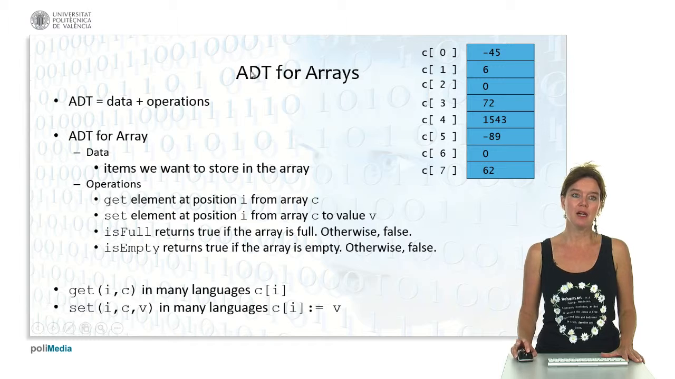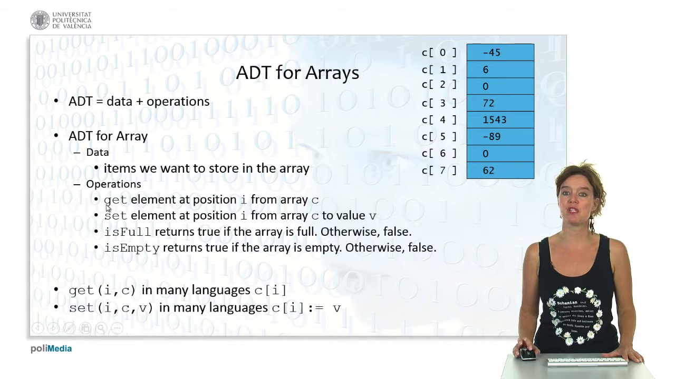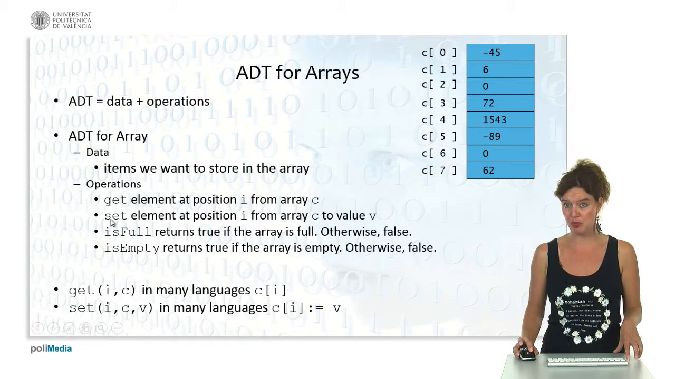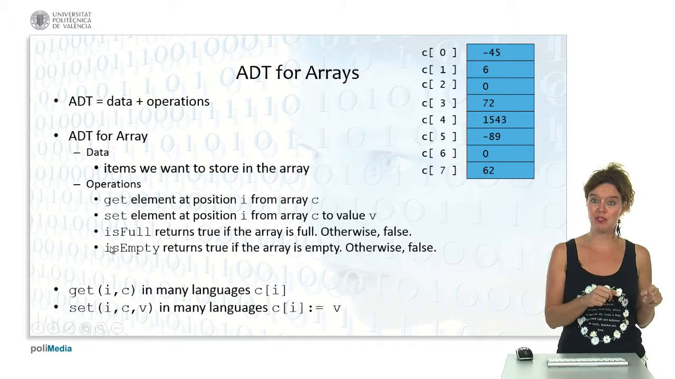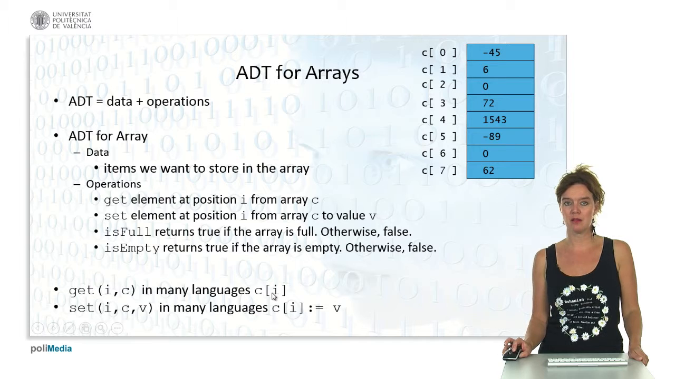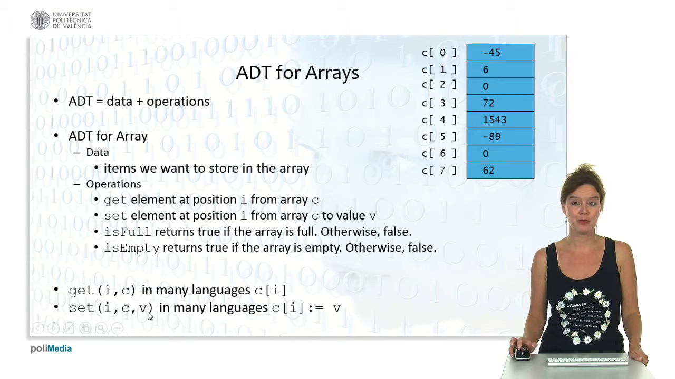So here you see a definition of an abstract data type for arrays. We've got data, which is the items we want to store, and we've got the operations: get an element from a specific position I, set an element to a specific value at a specific position I, is full and is empty. And using the notation we've seen before, get I from the array C is written like C[i]. And set is just assigning to C[i] the value of V. So this is arrays.